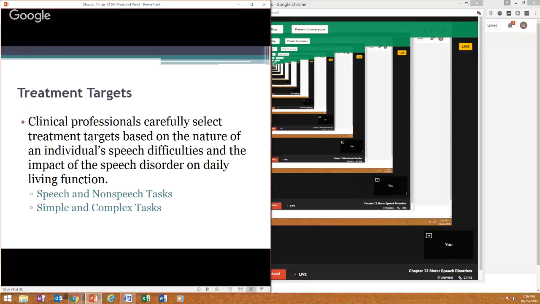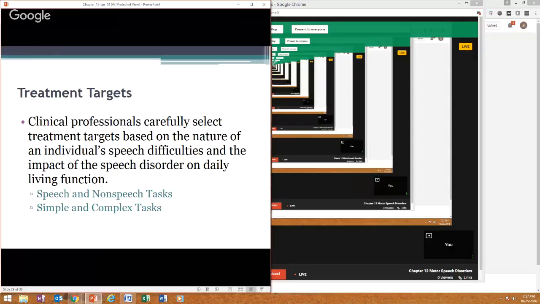Treatment targets. Clinical professionals carefully select treatment targets based on the nature of an individual's speech difficulties and the impact of the speech disorder on daily living function. Speech and non-speech tasks might be targeted in this. Activities might target oral motor exercises for tongue strength and range of motion.